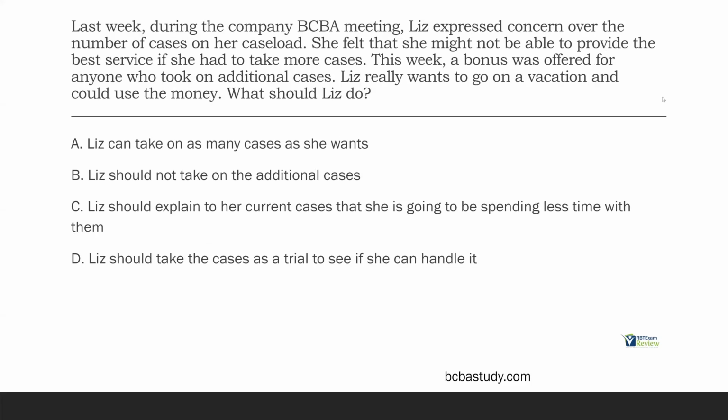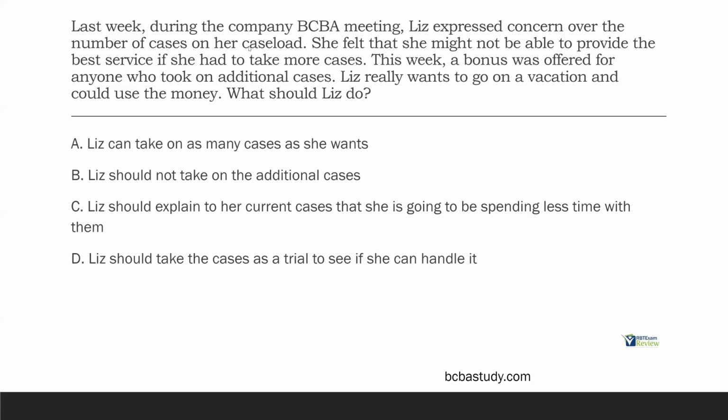Last week, during the company BCBA meeting, Liz expressed concern over the number of cases on her caseload. She felt that she might not be able to provide the best service if she had to take more cases. This week, a bonus was offered for anyone who could take on additional cases. Liz really wants to go on a vacation and could use the money. What should Liz do? Well, Liz might have painted herself into a corner here, right? Because what does our ethical code say about caseloads? You should only take on the cases you can manage, that you have the resources for, and that you're competent to handle. What did Liz do, though?